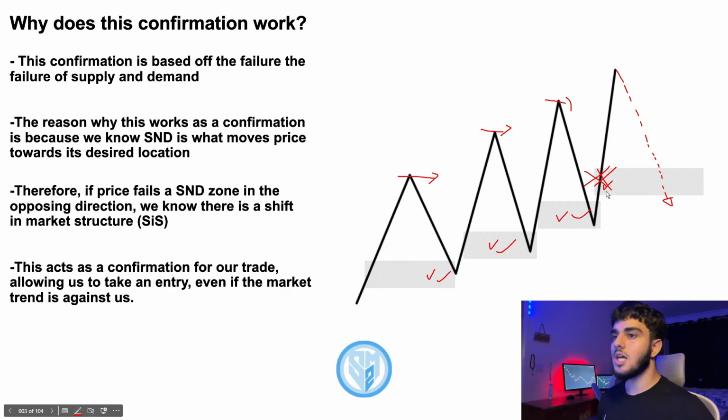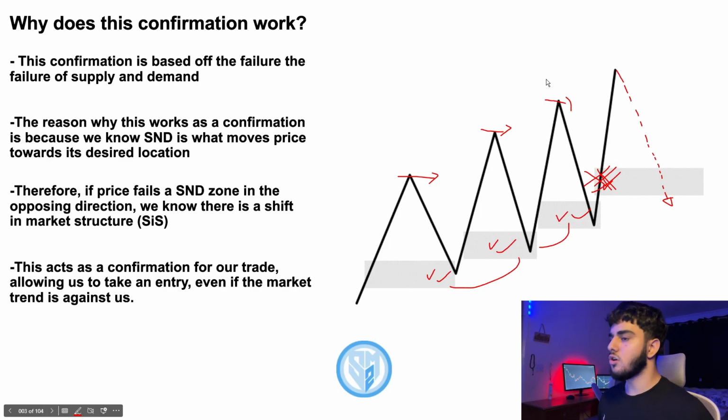What does this tell us? This tells us that we're going to see a shift in market structure, as previously we were seeing that price is respecting these demand zones. However, now we can see that price disrespected this and failed this demand zone. Therefore, this is our confirmation to go short, right?